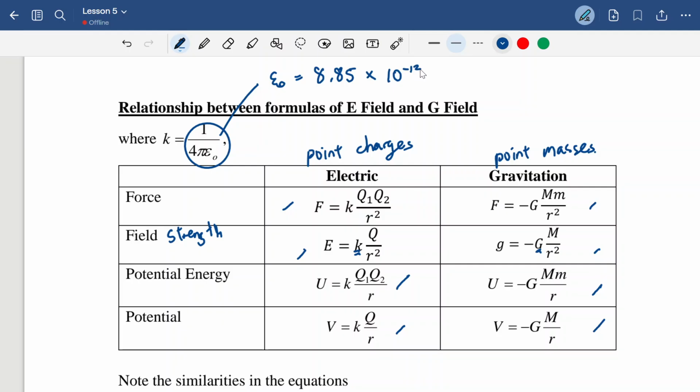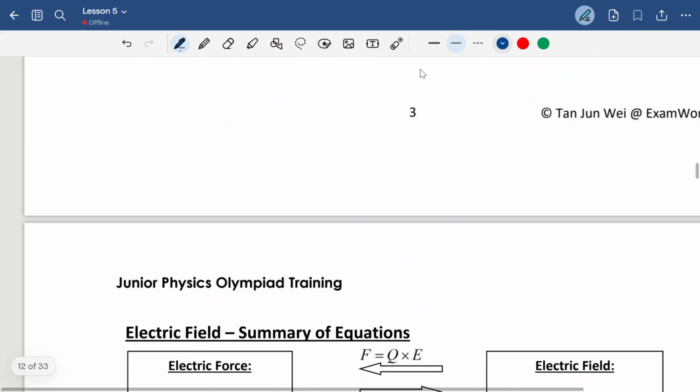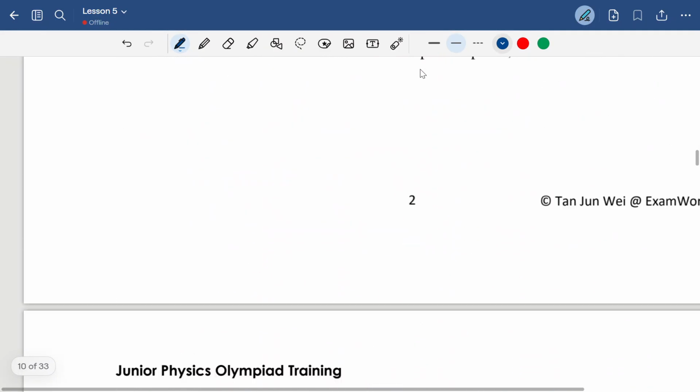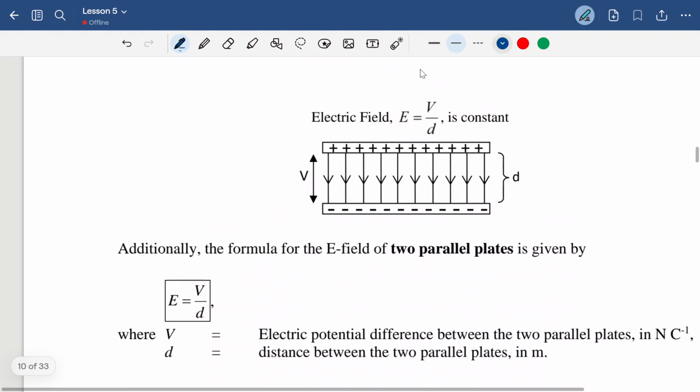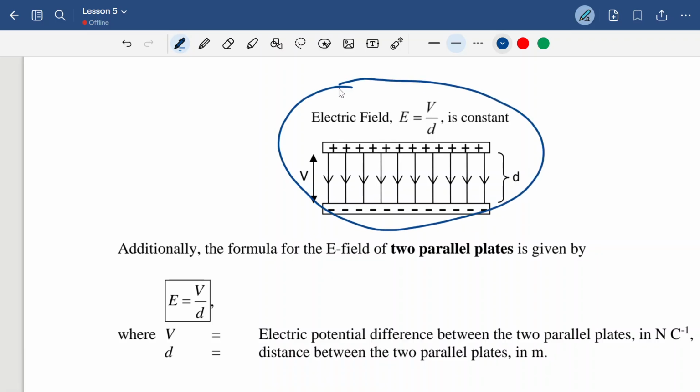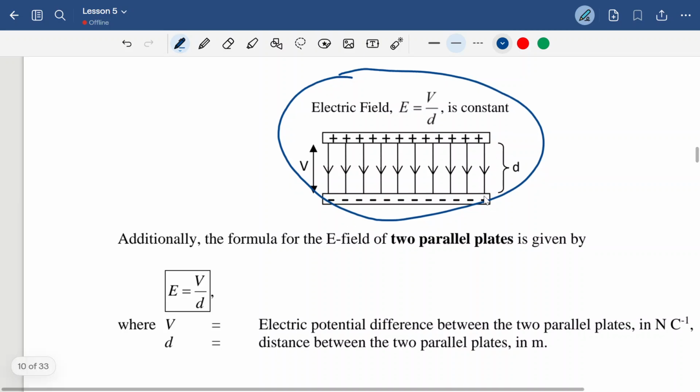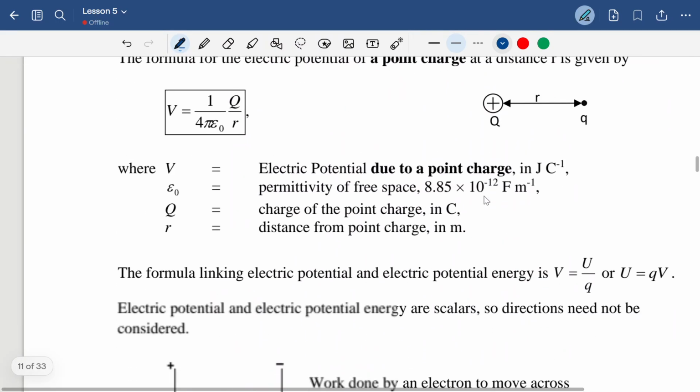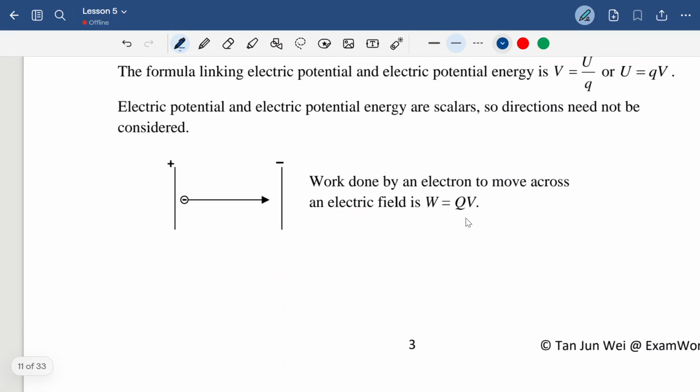Now, the only additional thing for electric field is that there's also the parallel plates electric field, not just point charges. For parallel plates, the formula is slightly different. On page 2, this is the electric field for parallel plates: V over d. V is the potential difference, d is the perpendicular distance between them. And the last formula is just work done, W equals QV. This is from your O levels actually.